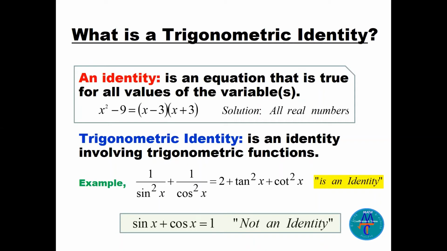Now, what is a trigonometric identity? An identity is an equation that's true for all values of the variables. This is an equation from algebra that's an identity: x squared minus 9 is equal to (x minus 3)(x plus 3). Let's see the trigonometric identities. This is an identity, you see? You have to show that. And this one, sine of x plus cosine of x is equal to 1, is not an identity. It is not always true. If you have an equation that's sometimes true, sometimes not true, it is not an identity. Identity means when it is always true.